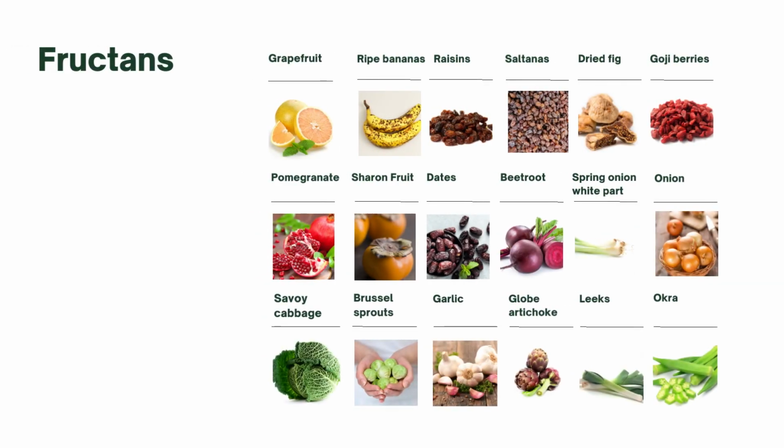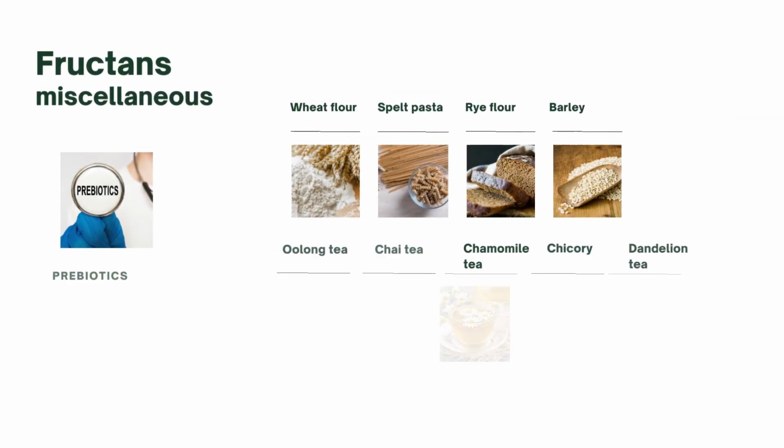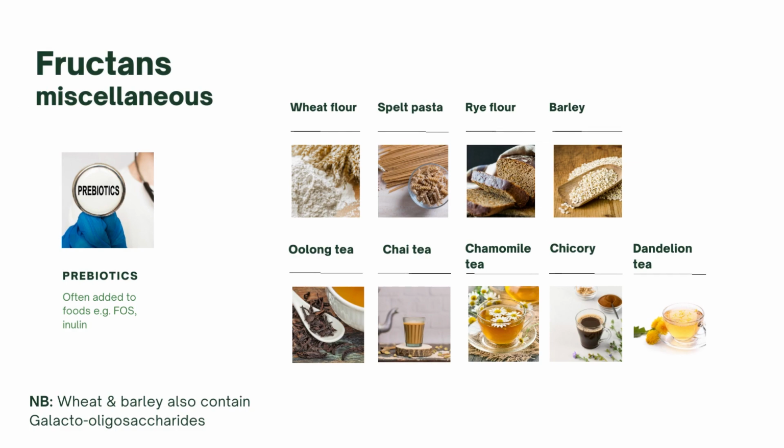Well, if we look at the fructans, there's a large array of fruit and vegetables. I'm not going to start going into each one with you because you're going to have the handout, so you'll have all that information close at hand. Other fructans are found in things like wheat flour, spelt pasta, rye flour, barley, etc. Interestingly, wheat and barley also contain another FODMAP, galacto-oligosaccharides, but the most important thing is that these flours contain fructans. Fructans are also found in some of these teas, and they're also found as prebiotics. This is the food for the gut bacteria, often labelled in foods as FOS or inulin.